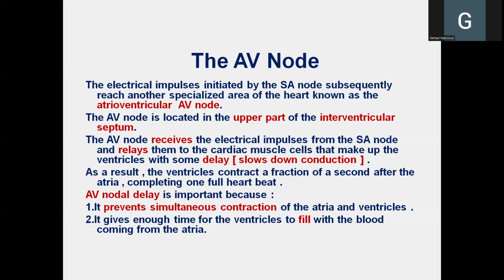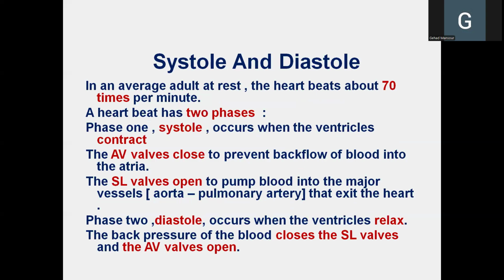So this is the significance of the delay that occurs at the atrioventricular node. You might also be asked to define systole and diastole. Systole means ventricular contraction, diastole means ventricular relaxation, and systole plus diastole represent one phase of the cardiac cycle.